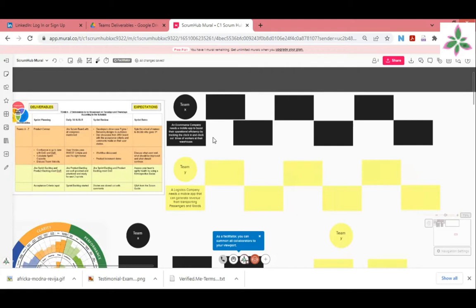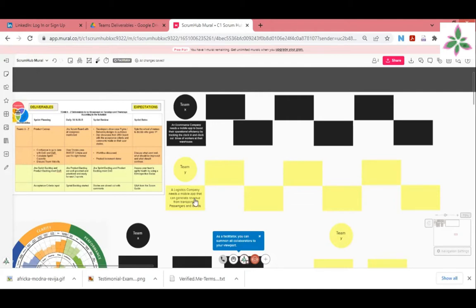So they need a mobile app solution that would help ensure that the workers are there at the right time so that their business doesn't suffer for it. For Team Y, a logistics company needs a mobile app that can generate revenue from transporting both passengers and goods. It's similar to what Uber does, but the difference is that apart from focusing only on passengers, Team Y also needs to take advantage of the empty space in the trunk of their vehicles to transport goods.